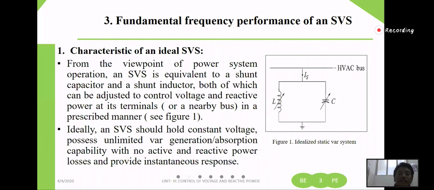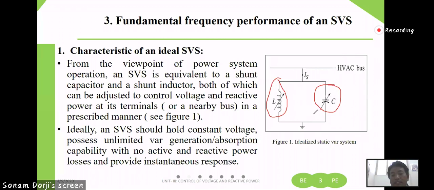In an ideal SVS, from the power system operation point of view, when we talk about the SVS, it is just a shunt capacitor and a shunt reactor. It is equivalent to a shunt reactor or inductor and capacitors connected in parallel, and that system is known as an SVS. From the power system point of view, you have already learned the characteristic of inductor and capacitor. When we talk about the SVS, you connect them in parallel and series, and it comes under the SVS. Both of these have a property which can control the voltage and reactive power at its terminal or at a nearby bus in a prescribed manner.